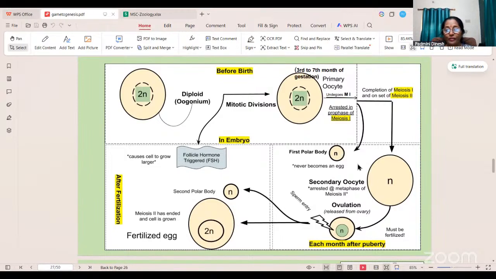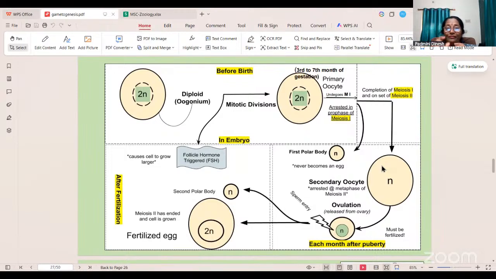Now, what is the difference in the polar body over there? One egg is larger and one egg is smaller. The smaller one is called the first polar body, and the bigger one is called the secondary oocyte. This partial division, where one is big and one is small, happens because the egg has to store lots of cytoplasm and cell organelles for the development of the zygote.